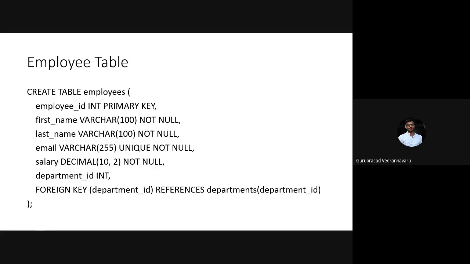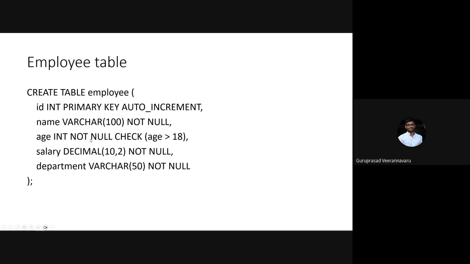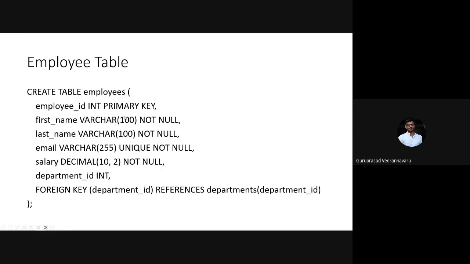Okay. So similarly, we have an employee table. In the employee table, employee ID becomes the primary key. You can have a first name, last name, email, salary, department ID, and you can see here, right? Foreign key, they say departments. In departments, department ID is the foreign key. I'll just show this example of how a foreign key would work.